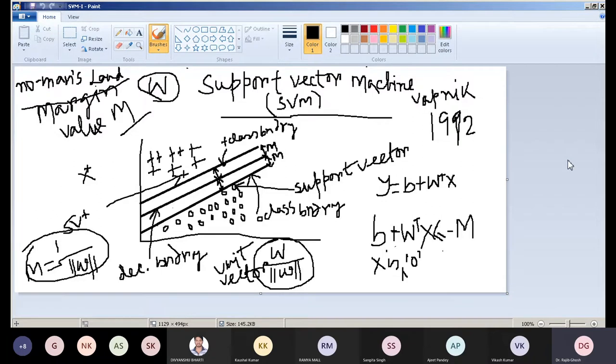Not only that, it completes the training quickly. Training time was the main factor for SVM getting popular. Training can be completed within 3 to 4 minutes at maximum. So that was the main factor due to which SVM became popular: the training time is very less, and it gives good accuracy as well.